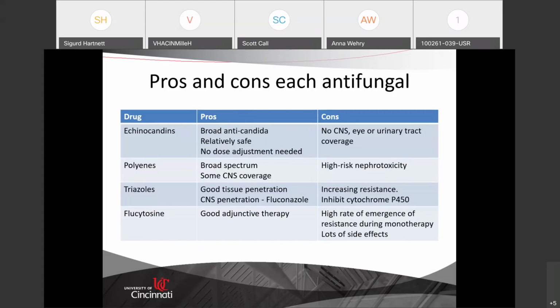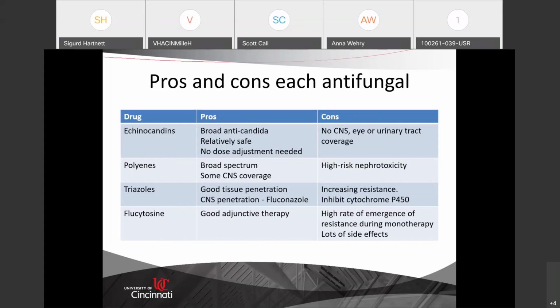The triazoles are a growing class and continuing to grow. The pros is they all have really good tissue penetration, including CNS penetration. Fluconazole, voriconazole, and even itraconazole all have CNS penetration. The cons is that you have to know your resistance. There is increasing resistance, particularly within the Candida species. Depending on what generation you are will depend on mold sensitivities. They also inhibit the CYP P450 enzymes, and so they interact with a lot of drugs, so understanding your drug interactions is very important.